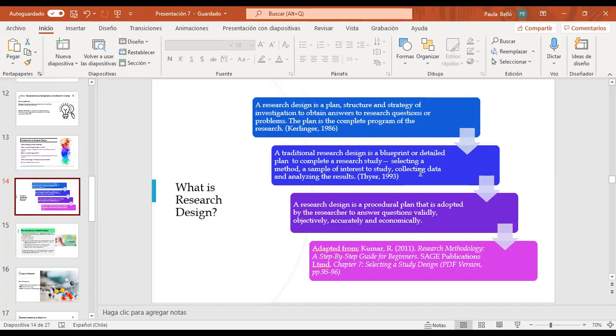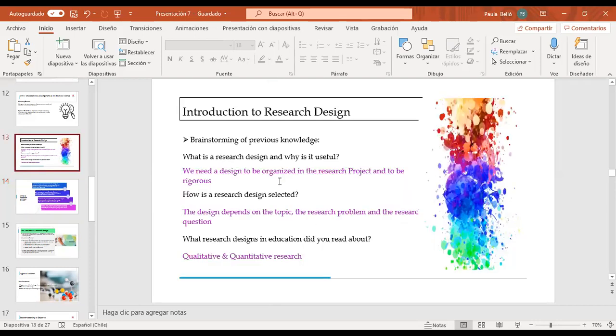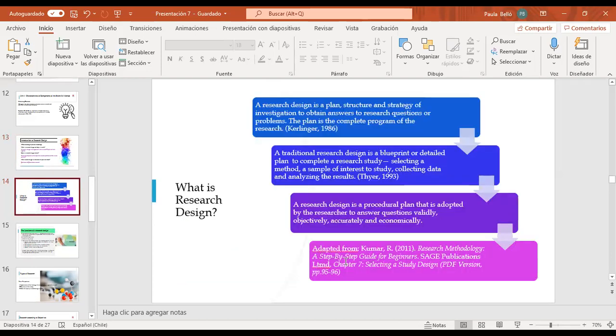It's a detailed plan to complete the research study, selecting a method, a sample, the population, the participants, how you're going to collect data and analyze the results. Finally, Kumar says a research design is a procedural plan that is adopted by the researcher to answer questions validly. Again, what we were trying to say here, with rigor. Somos rigurosos. Y recuerden algo que habíamos visto el semestre pasado sobre validity. Yes, our research results have to be valid.